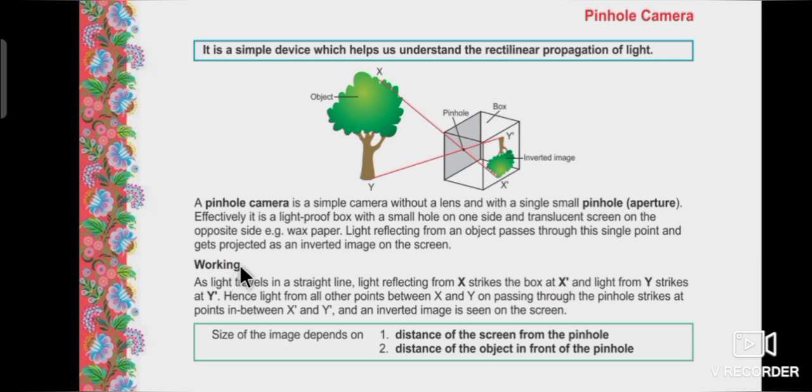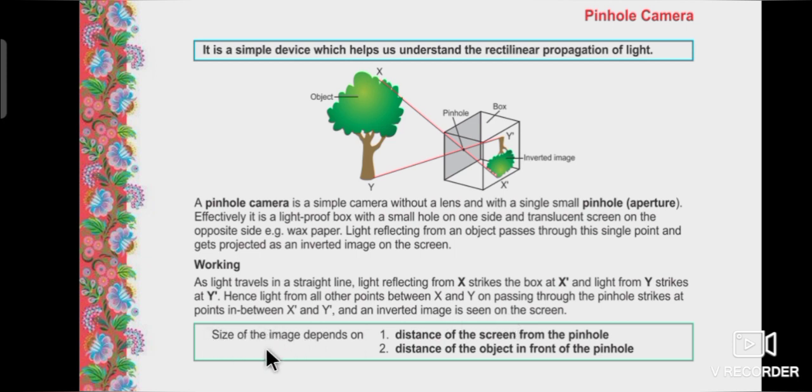Let's see the working model of the pinhole camera. As light travels in a straight line, light reflecting from X strikes the box at X dash. And light from Y strikes at Y dash. Hence, light from all other points between X and Y, on passing through the pinhole, strikes at points in between X dash and Y dash. And an inverted image is seen on the screen.